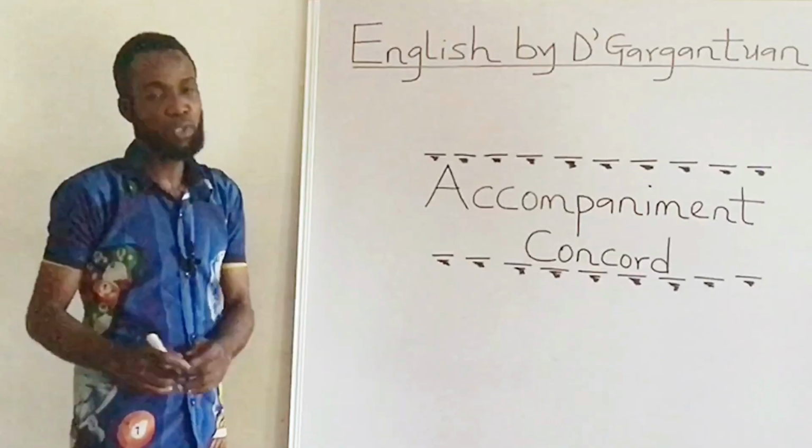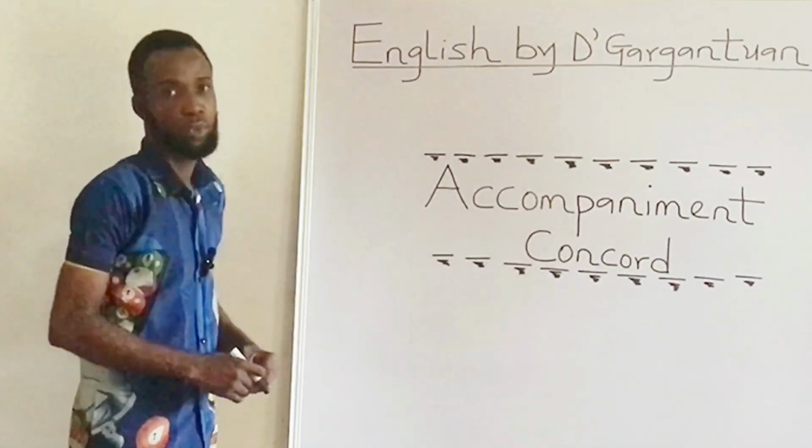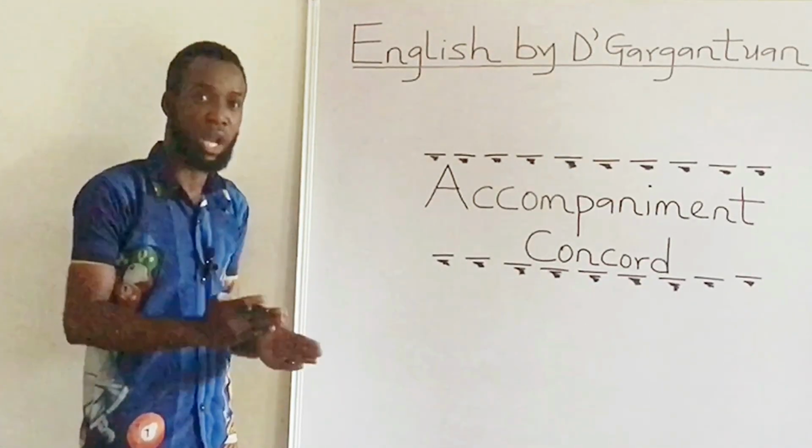In today's video, we are going to be looking at Accompaniment Concord, which is one of the types of concord we have in the English language.